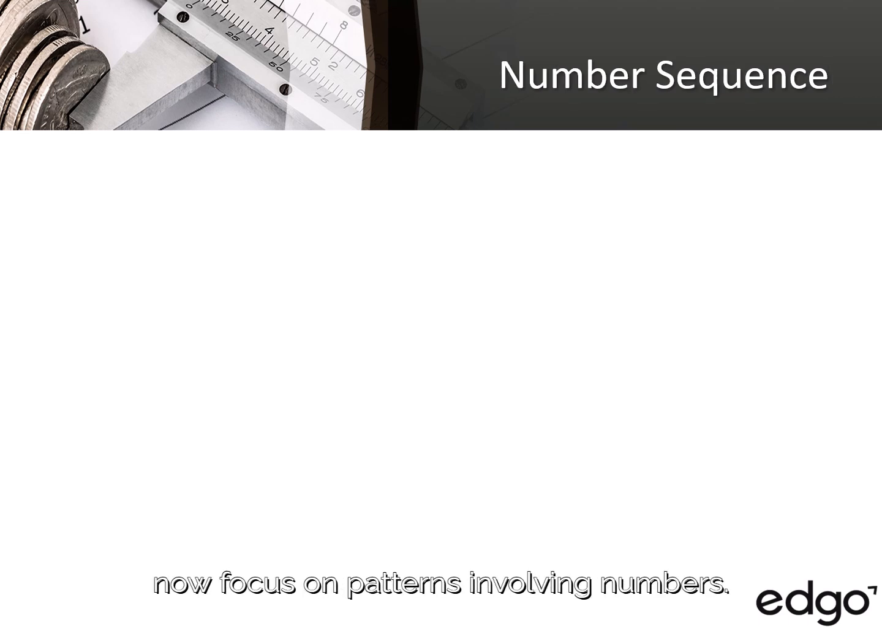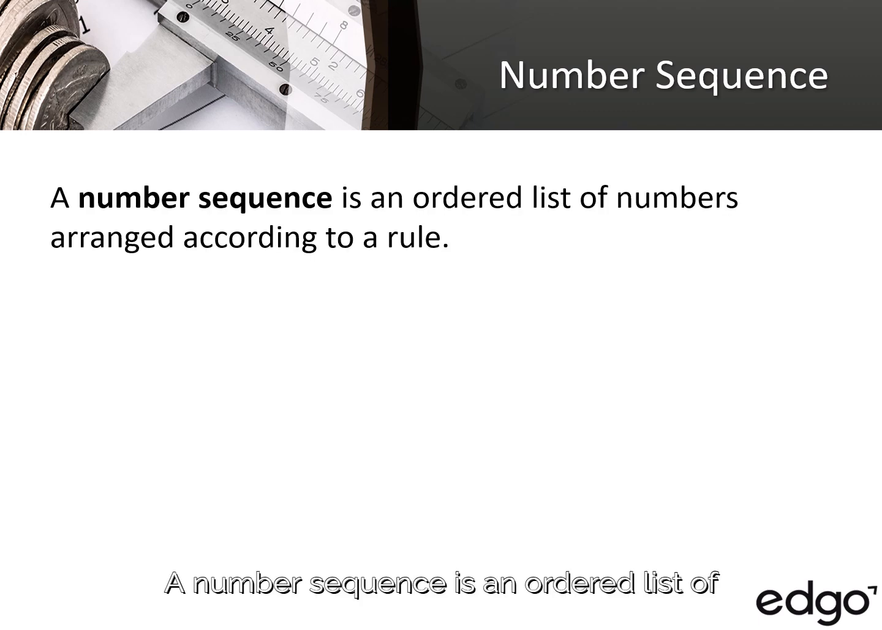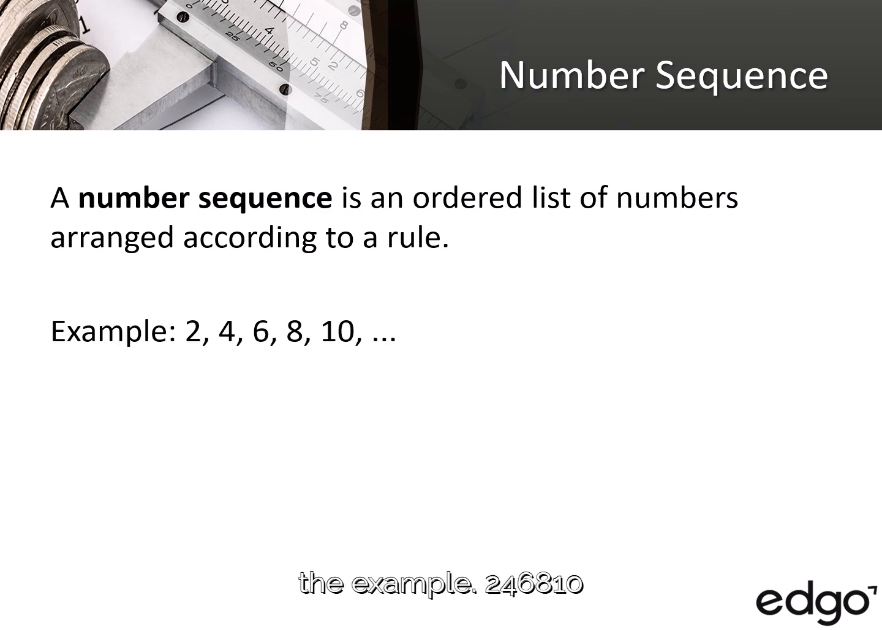Let us now focus on patterns involving numbers. A number sequence is an ordered list of numbers arranged according to a rule. The word ordered is important. The position of each number matters. Consider the example: 2, 4, 6, 8, 10, and so on.